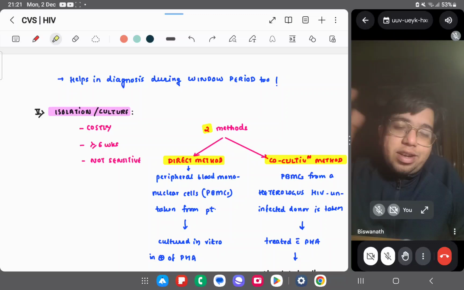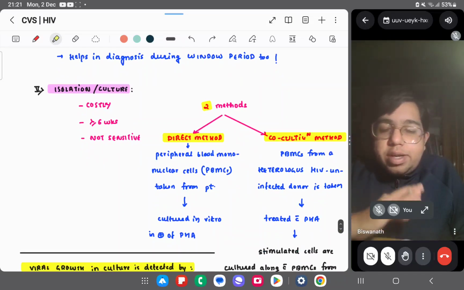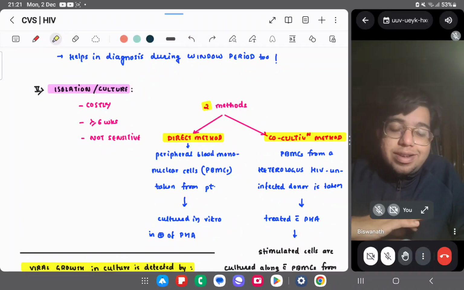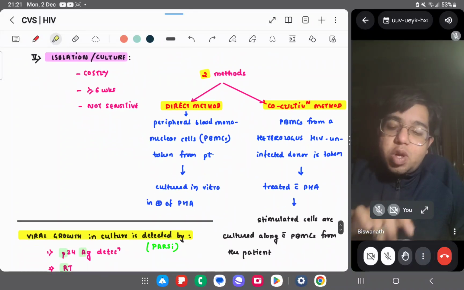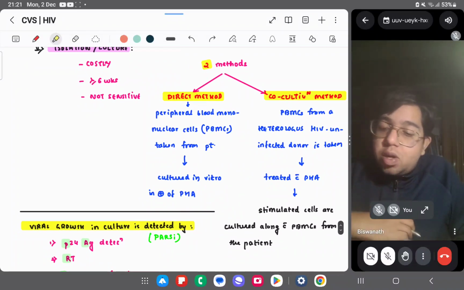You can do isolation culture, but this is not done. It is obsolete and costly. It takes more than 6 weeks for the diagnosis, and it is not sensitive as well. There are two methods: you can either have the direct method or co-cultivation.